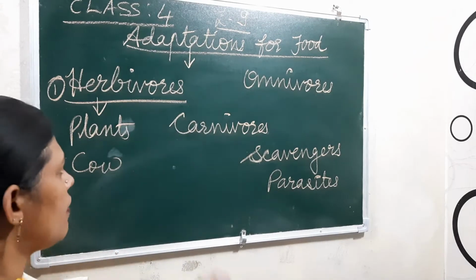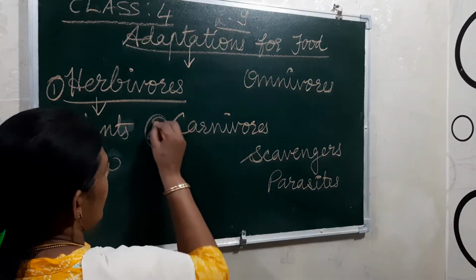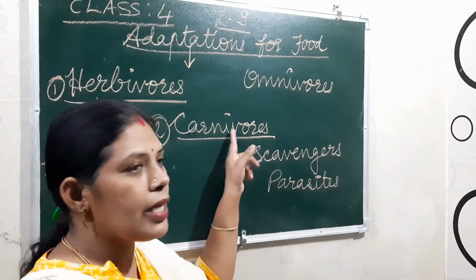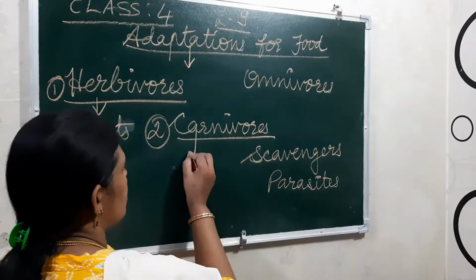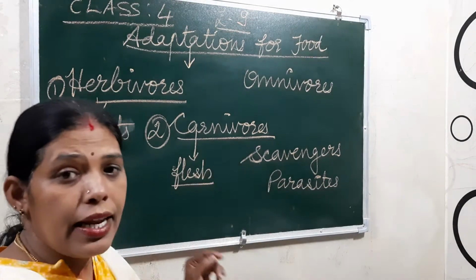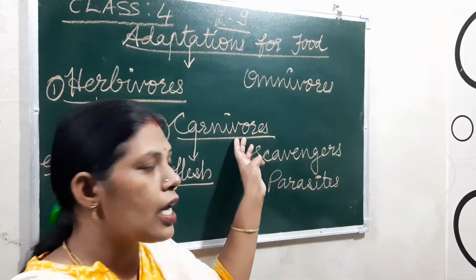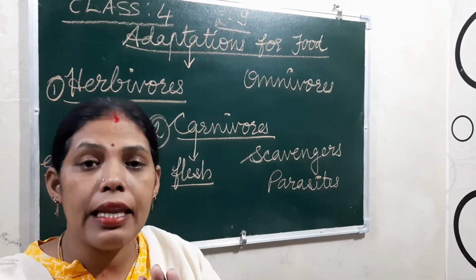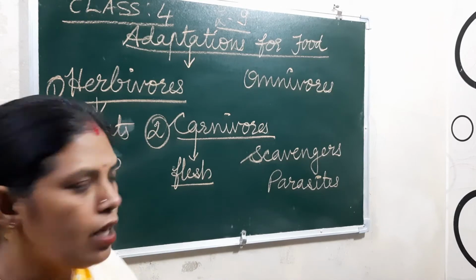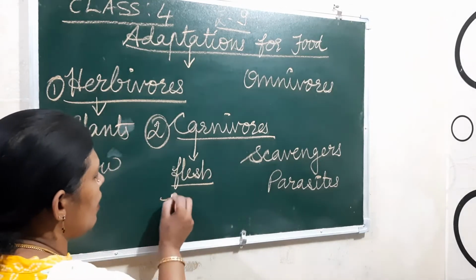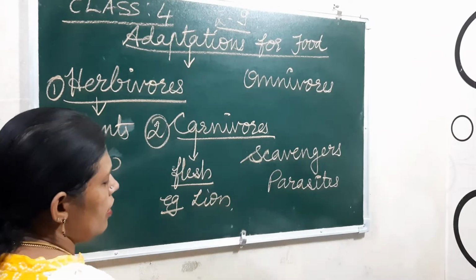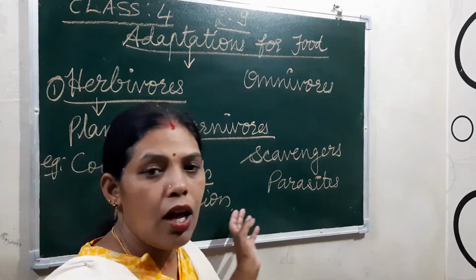Now see, the second one is carnivores. Carnivores means they eat the flesh of other animals. That means these carnivores will kill the animals and eat the flesh of those animals. So here the example we can give is lion, tiger. They all are what?